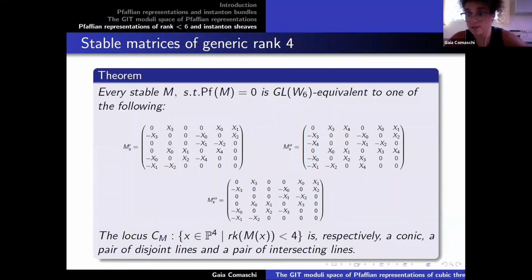We are able to classify all the stable matrices having zero Pfaffian, and we obtain 3 stable orbits. So these are all the possible stable matrices with zero Pfaffian. And in each case, the locus of points in P4 where the rank is strictly less than 4 is respectively a conic, a pair of disjoint lines, and a singular conic consisting of 2 lines intersecting.